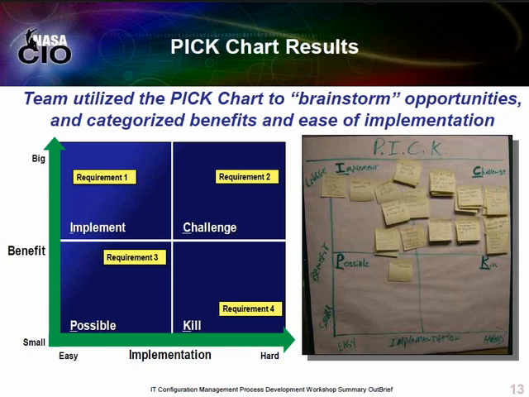And we identified, based on, again, benefit and implementation, which ones are possible, which ones we should just implement because they have a big benefit and they're easy to do, which ones are going to be a challenge, and which ones, because they're hard and really have a small payoff, we're just going to kill those ideas right away. Put those on the board, and that's what you see on the right-hand side there.